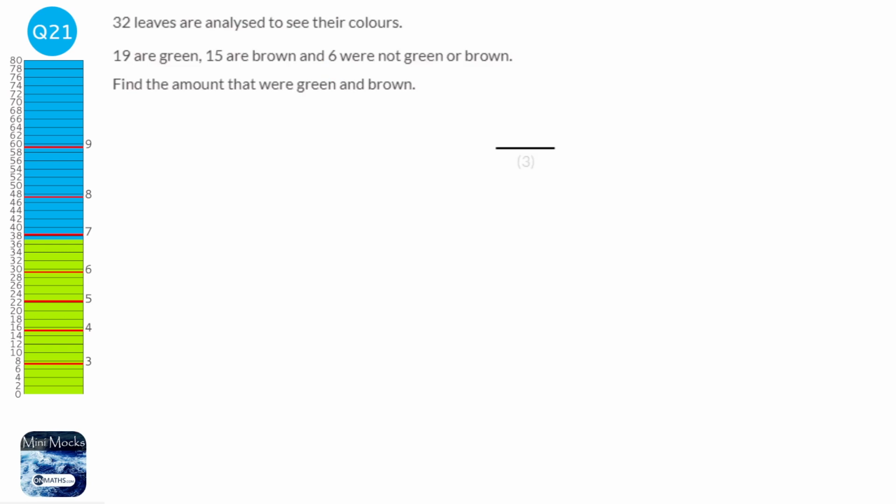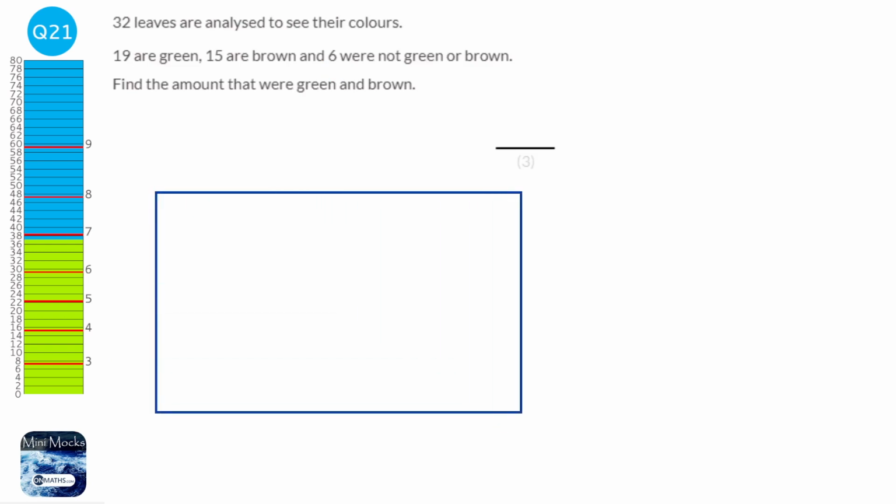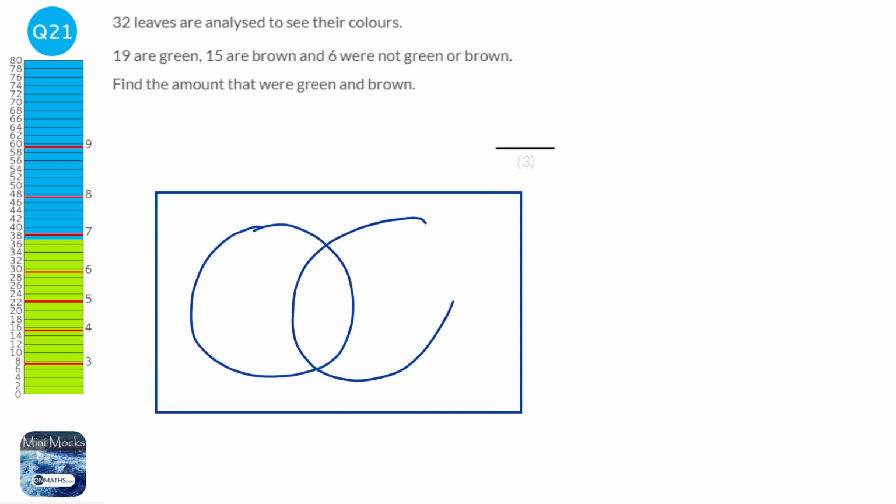We don't have to for this question, but it might be helpful to draw a Venn diagram for this. And we've got green and brown leaves. So we'll have green on the left and brown on the right. And we're told that there are 19 green and 15 brown and 6 that were not green and brown. So the only number we can put in is the 6 on the outside of the Venn diagram.